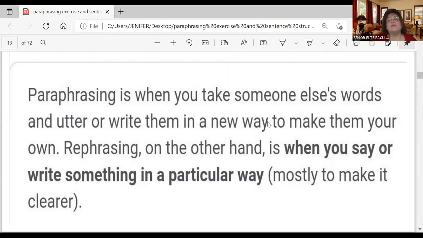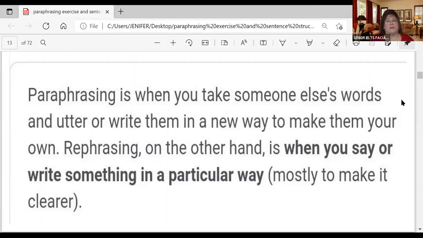You have to do the same thing over here in the paraphrasing part. Paraphrasing is when you take someone else's words and utter, matlab bolna, or write them in a new way to make them your own. Okay? And rephrasing is something, on the other hand, when you say or write something in a particular way, mostly to make it clearer. Okay, so yahan pe ye difference hai. Paraphrasing mein aap kisi aur ke words bolte ho, likhte ho, but in a new way you write it down, not with the exact same words.